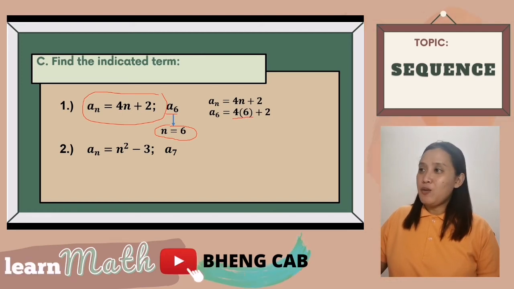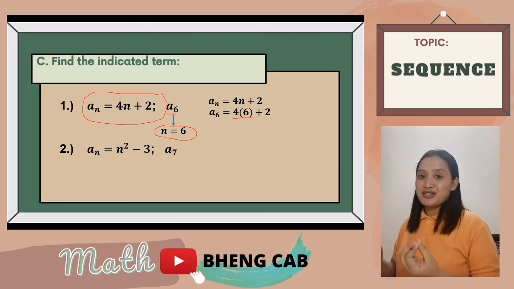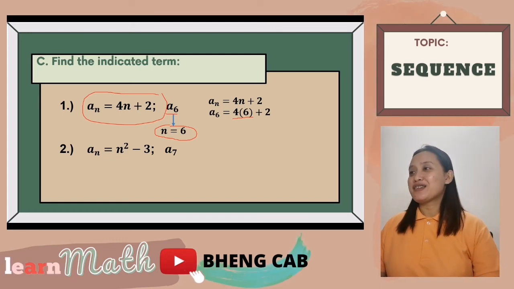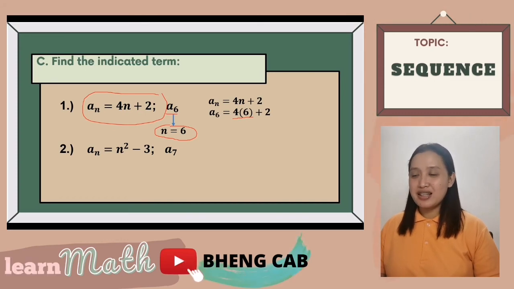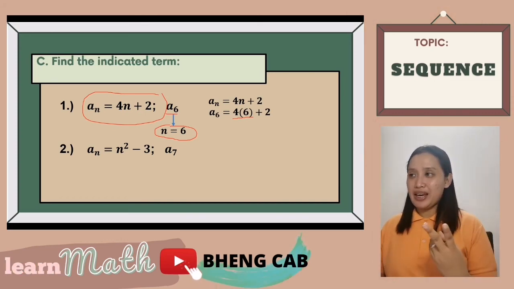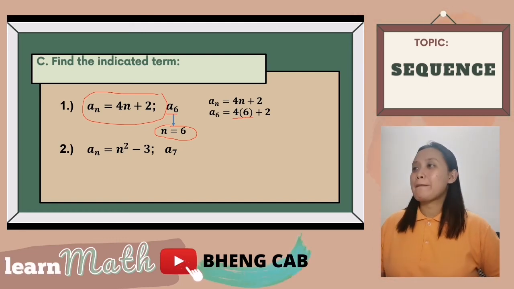PEMDAS tayo. Dalawang term yan. In an equation, term din ang tawag dito. So, first term, this 4 times 6, meron kang multiplication. Tapos, yung second term na meron tayo dito, plus 2.